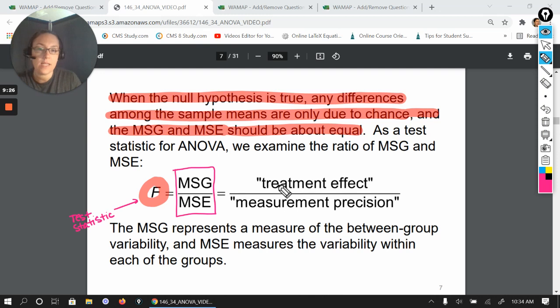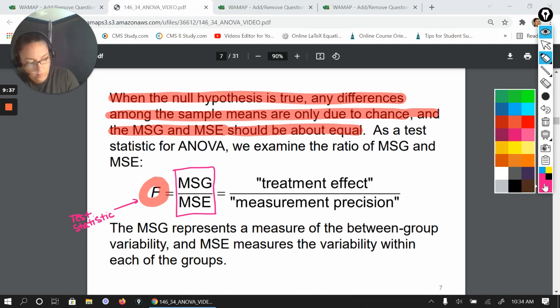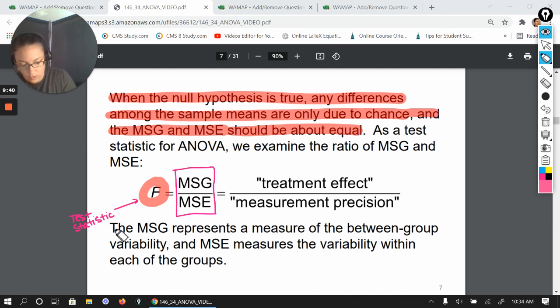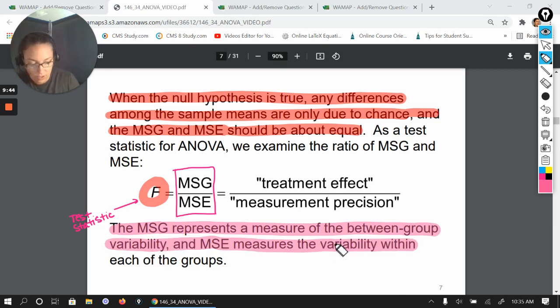So it's basically saying the treatment effect divided by the measure of precision. So the MSG represents a measure of the between group variability, and MSE measures the variability within each of the groups.